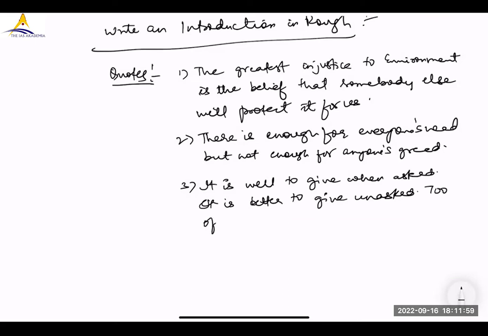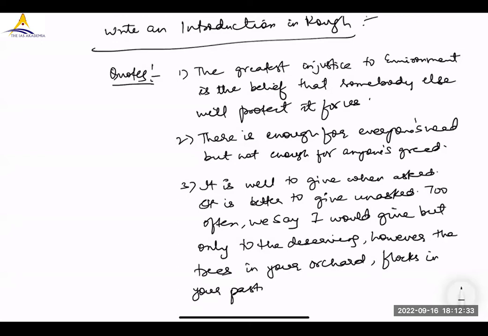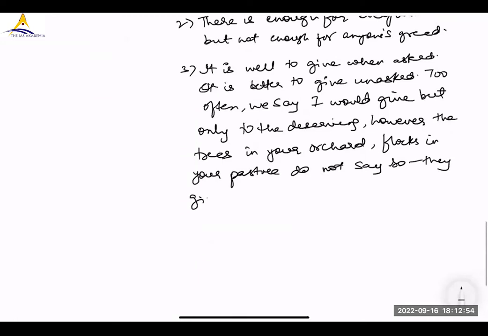Too often we say, I would give, but only to the deserving. However, the trees in your orchard, the flocks in your pasture, do not say so. They do not say that I will be giving fruit only to the most deserving. Or your cow does not say, go, today you will not get milk, I don't like you. So they give, and through that they live.